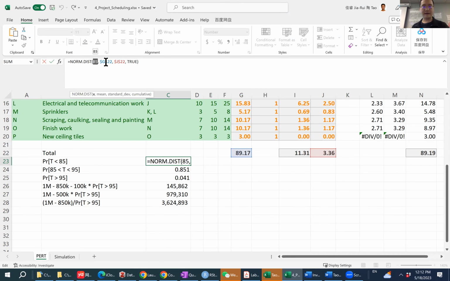So using 85, we need to supply also the mean and standard deviation. We just calculated them here. So this mean is, well, 89.17, right?